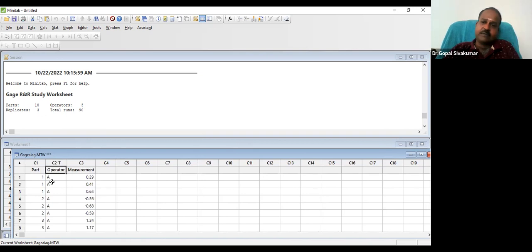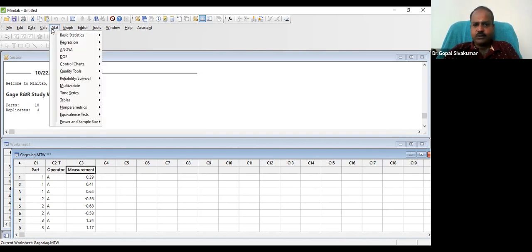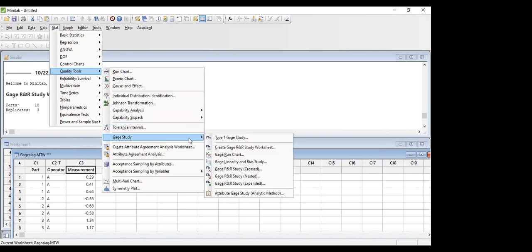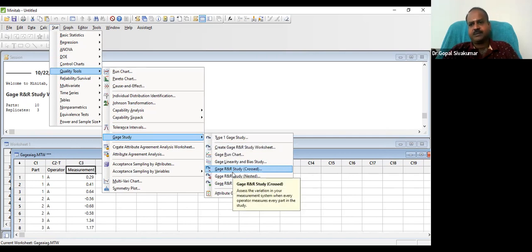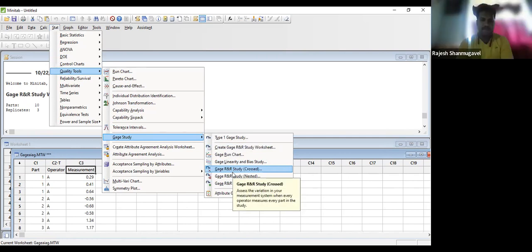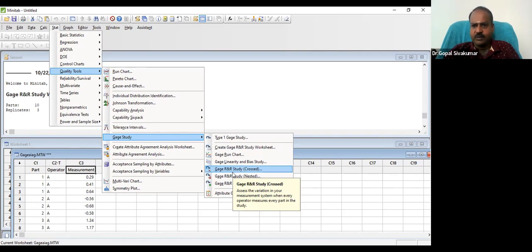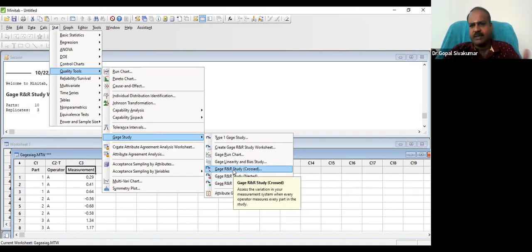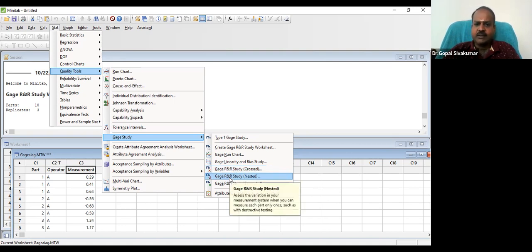Now we are going to calculate the GAGE R&R and figure out whether the measurement system is acceptable or not. So how to do it? Go to Stat, go to Quality Tools, go to Gage Study, Gage R&R Study, Crossed. I also told you the difference between crossed and nested. When you are going for destructive testing, where the parts cannot be common, then you have to go for nested. Now the parts can be common. Just take 10 parts. Ask everybody to use the same 10 parts, right? If you select 10 different parts for different operators, then only you should go for nested.